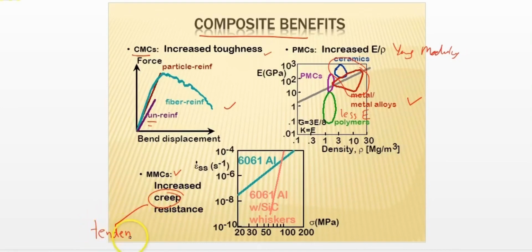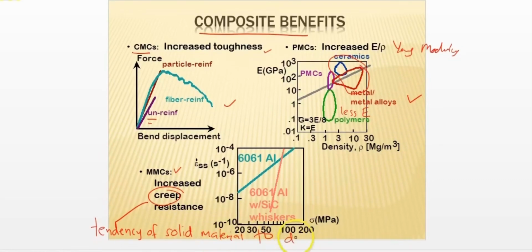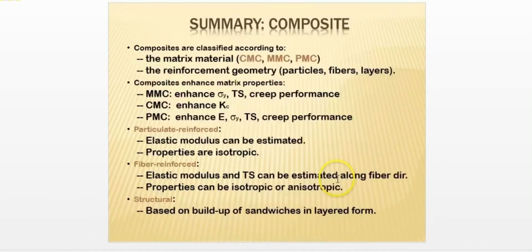Okay, apa maksud creep tu? Creep adalah tendency of the solid materials, okay, type lah slow sikit, to deform permanently. Okay, so this is the definition of the creep resistance. So dia tahan sikit lah, dia tahan daripada material tu untuk deform permanently. So bila kita jadikan dia metal composite, dia akan menahan diri daripada tendensi untuk deform permanently.